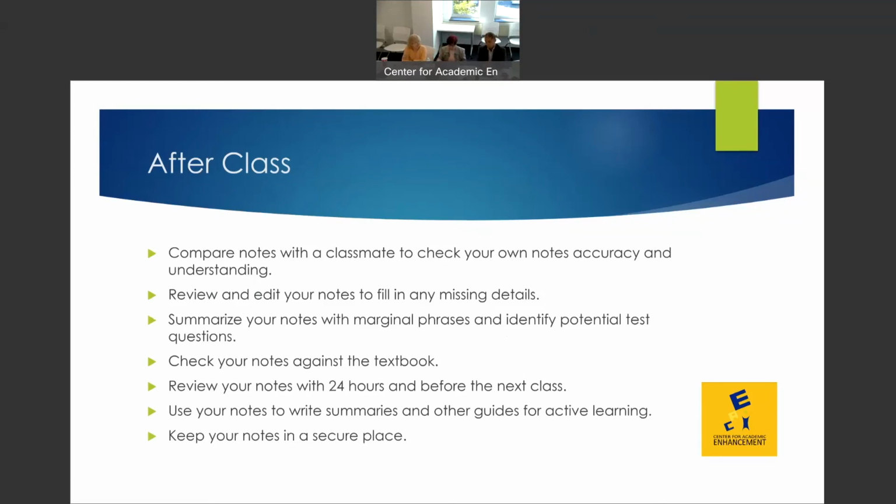Always review your own notes. Sometimes we're writing very fast, so you want to make sure that if you need to rewrite it in some way to make it clear, you do that. There's nothing worse than sitting down to study and looking at notes and saying, "Now what does that say?"